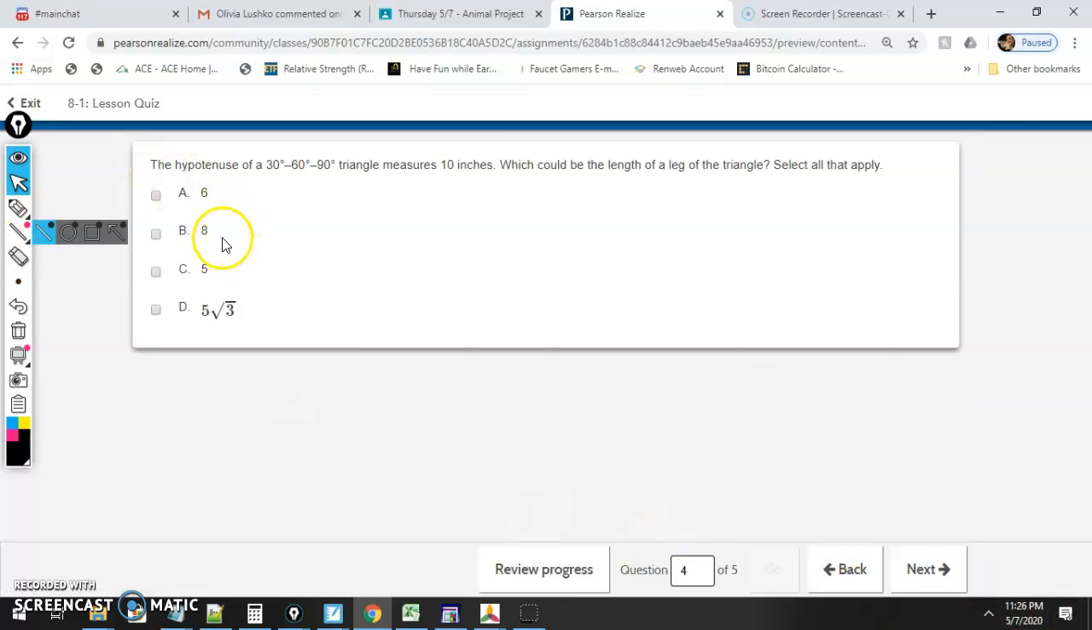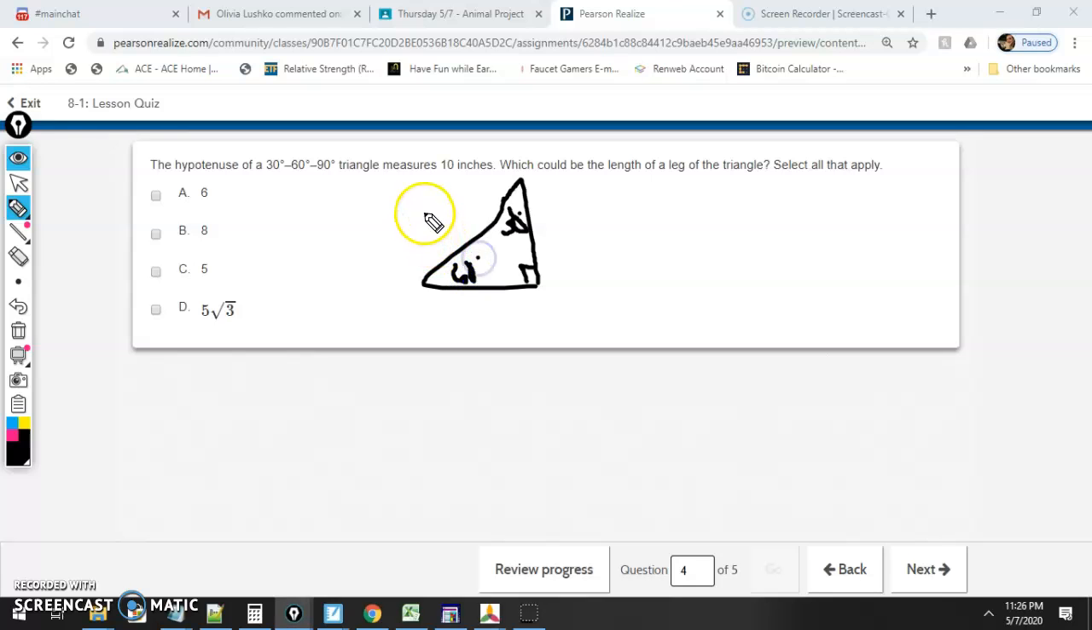All right, this one's a little bit trickier. The hypotenuse of a 30, 60, 90 triangle measures 10 inches. All right, so let's kind of draw this out. We know it's a right triangle. Mine is a little goofy there. Okay, so this is a 30. This one's a 60. And my hypotenuse is 10, and that's across from the 90-degree angle. All right. So what could be the length of a leg of the triangle?